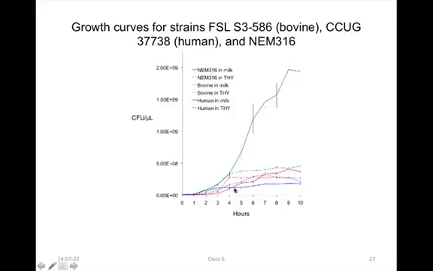What they're doing is they're showing you growth curves, and they're doing the growth curve for the NEM 316 in milk and THYE, and bovine in the same conditions, and the human one. As you can see, the NEM 316 does much better in milk than it does in THYE. The other 5 growth curves all come up to about the same CFU per mil from right to left.